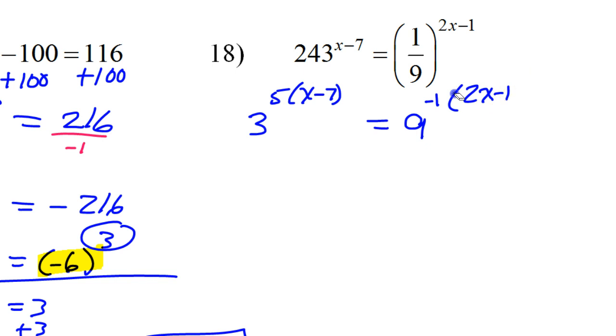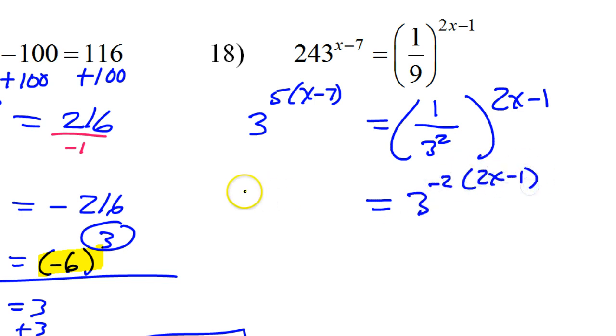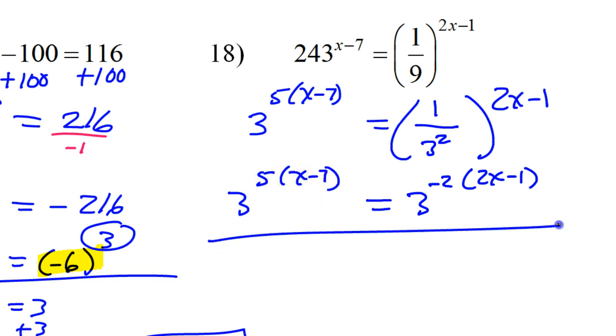So suddenly this 9 is not looking so good for me anymore. Instead, I'm going to have to do an extra step. Because I now see I need the 3. 9 is 3 squared. So that's 3 to the negative 2 power. And 3 to the 5, x minus 7. So this is where I'm going to set them equal to each other. 5x minus 35, don't forget to distribute, and negative 4x plus 2.